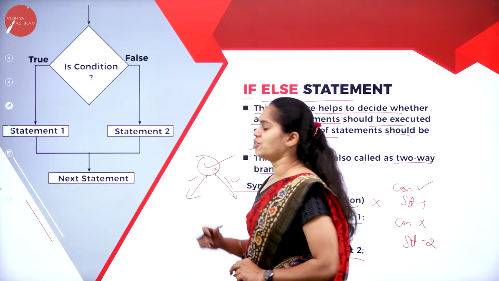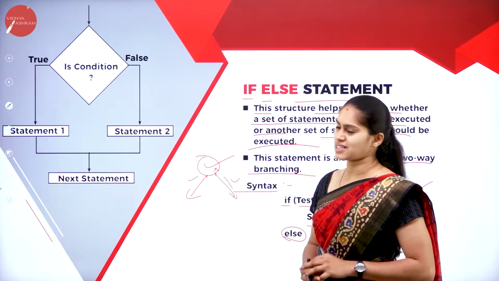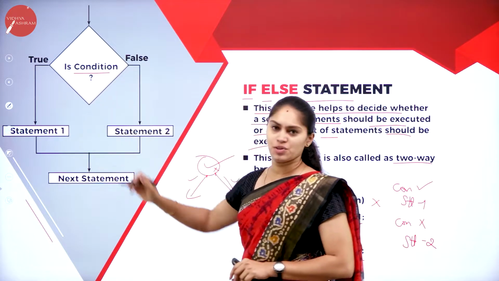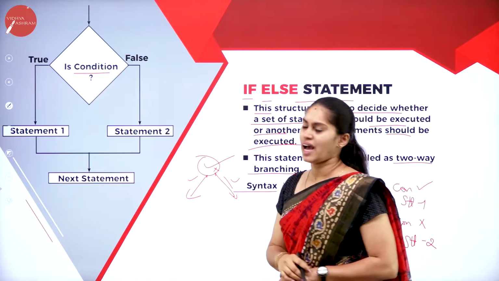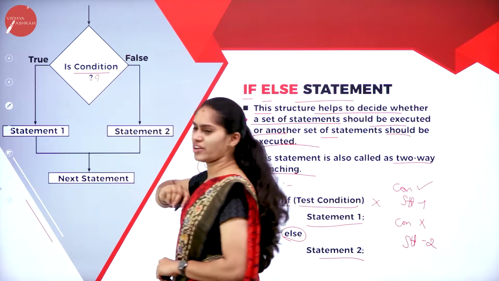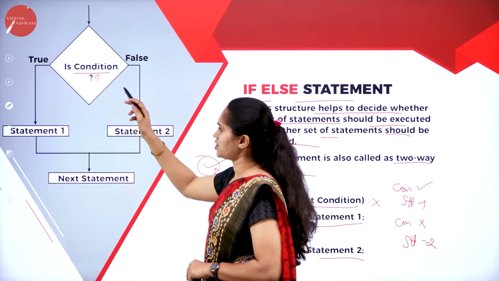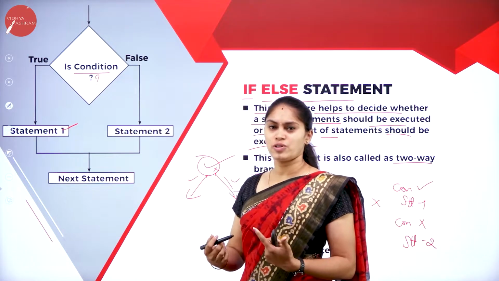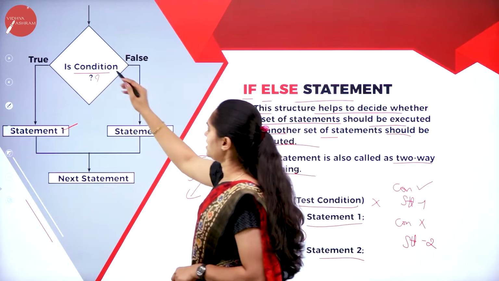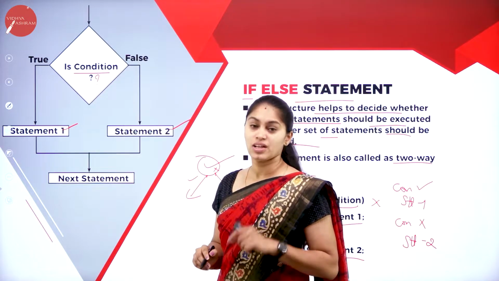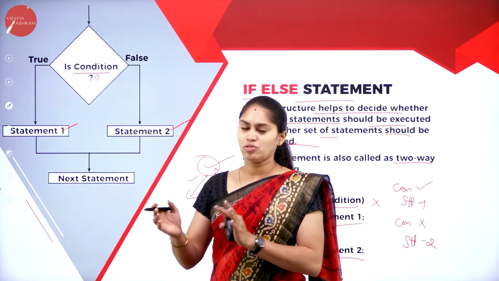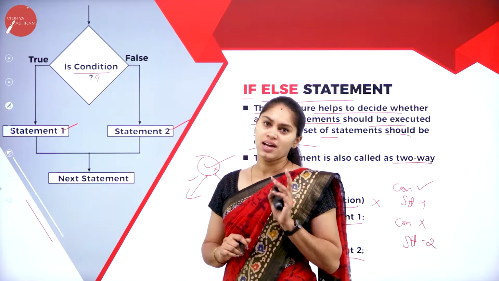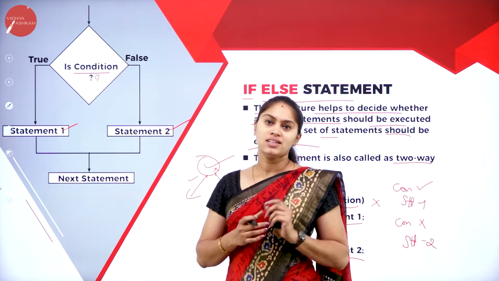So here you can see the flow chart or flow diagram of this if else condition. Here also we have a condition, and we have two alternatives. I am checking whether the condition is true. The question mark indicates we are checking. If the condition is true, then statement 1 will be executed. What if the condition is false? Then statement 2 will execute. It won't execute both statement 1 and statement 2. Only one set of statements or instructions will be executed, either statement 1 or statement 2.